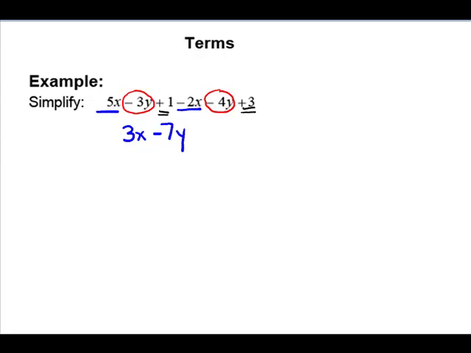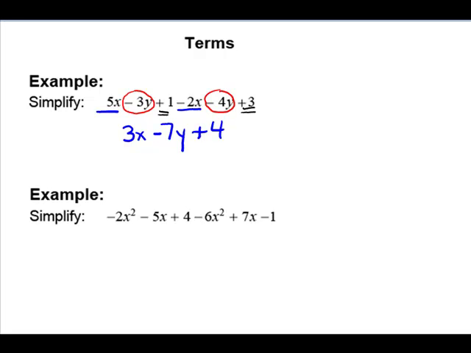These are like signs. So we're going to add and keep the sign. Here's another example. Notice this one has x squared and x terms. Remember, they are not alike. And we'll go in what's called descending order. It just starts with the highest exponent and goes down. It's a standard order that's used to write our answer.